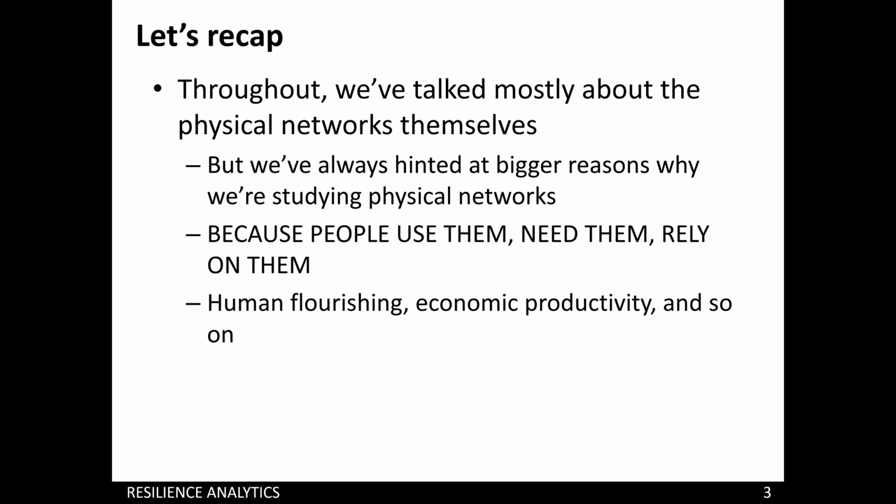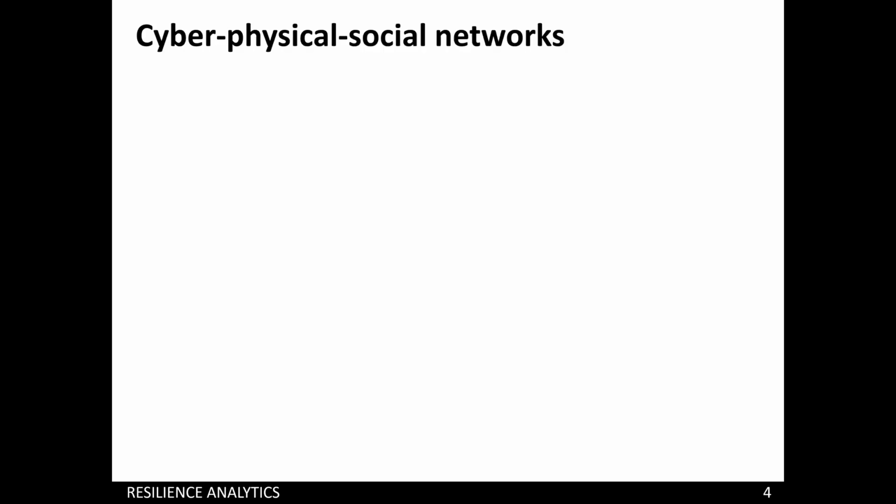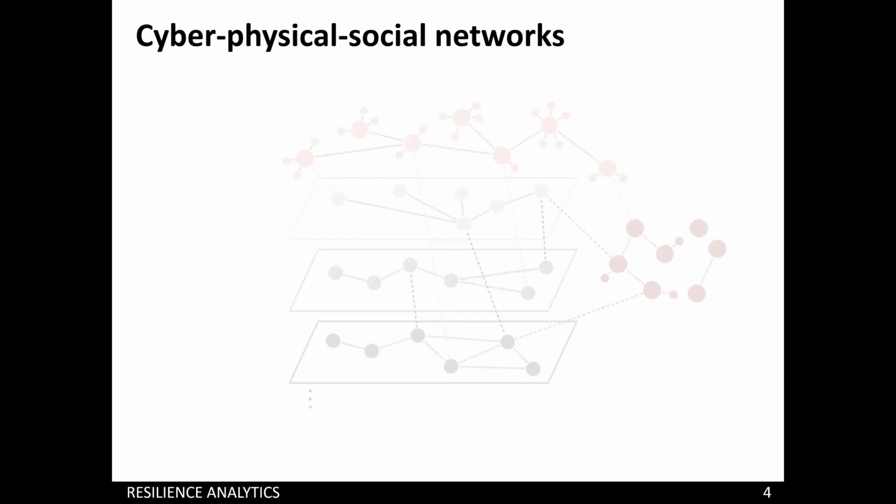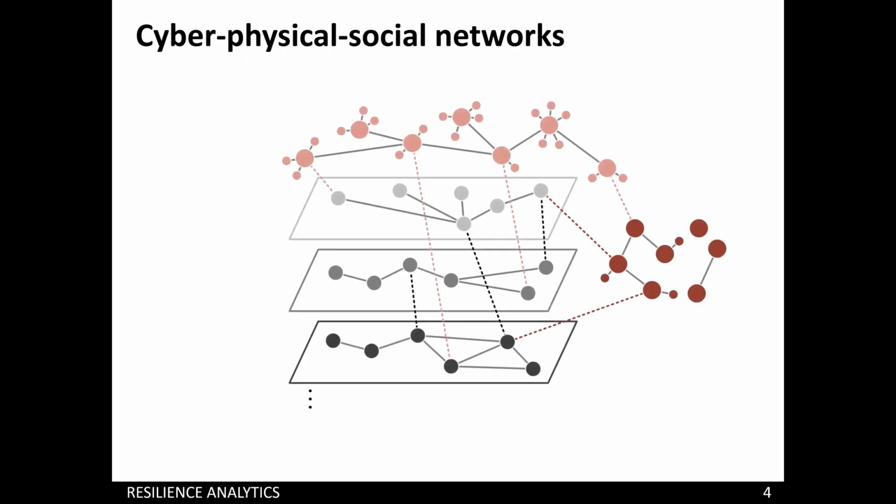And so whenever they're disrupted, there are impacts beyond just an electric pole being down. There are broader impacts to those physical infrastructure networks. There are reasons why service networks are engaged, and it's because we need them to be. So recall this idea of cyber-physical social networks. You've seen this picture before, but let's just talk about it again.